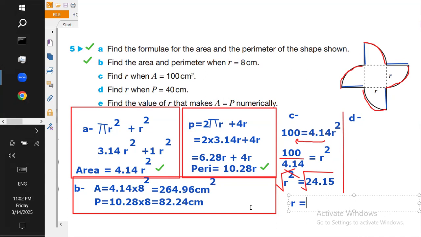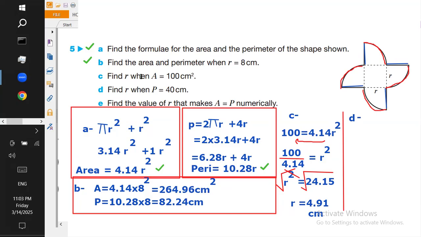This gives me a 4.9, 4.91. I'm sorry, I can say 4.91. I can say 5 here, okay? And it's in centimeters because the whole thing is in centimeters, okay? That's the idea of finding the radius if the area is 100.